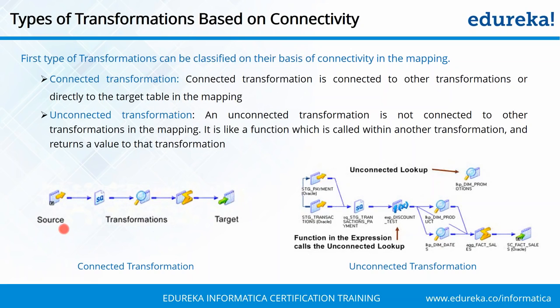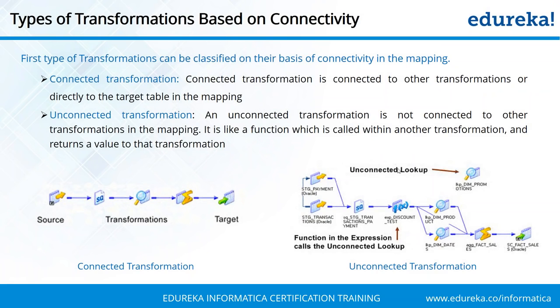So here is an example of a connected transformation. Here we are extracting the data from the source, passing it through transformations and then storing it into the target. Similarly, if you look at the unconnected transformation, here we have a pipeline and the unconnected lookup is not part of this pipeline. A pipeline basically is the connection from the source through the transformations to the target. So as you can see, the unconnected lookup is not part of our pipeline. However, it is part of our mapping because it is being remotely called in the expression transformation. Are we clear on the two types based on their connectivity?